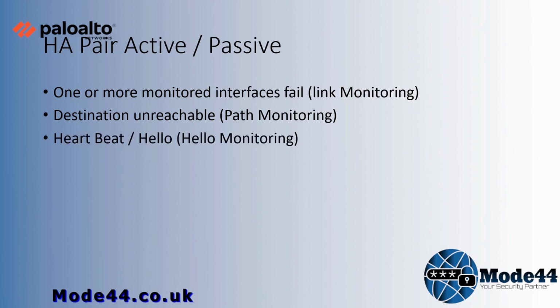You have heartbeat monitoring, so you have hello monitoring, which is heartbeat between the two. And this is configurable as well. So should the other firewall disappear for any reason, it misses the heartbeat or a set number of heartbeats, and then you fail over. Next one obviously is component failure, so packet health monitoring. So if a component goes down, then again it fails over.